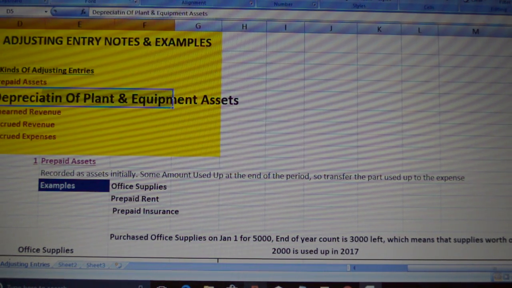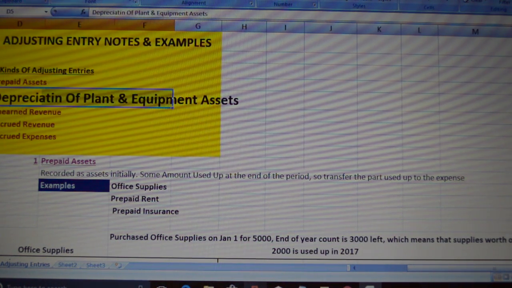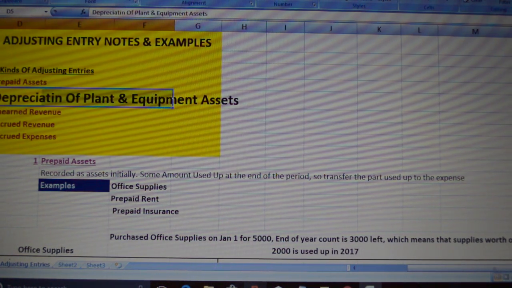Now let's discuss the second kind of adjusting entries that are made at the end of the year. That is for the depreciation of plant and equipment assets. The company buys the equipment or the buildings and we record it at the historical cost. And in accounting, we are not allowed to make any changes to the historical costs of the property, plant, and equipment.